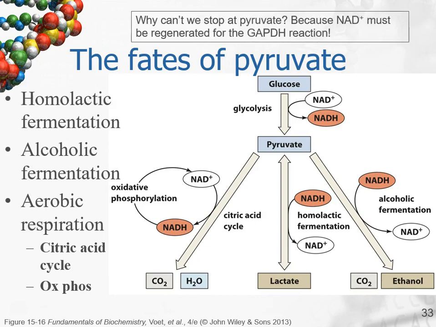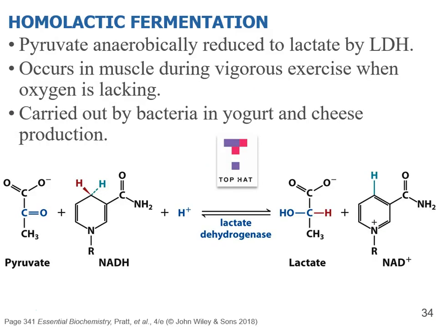Okay, so we can't stop at pyruvate because NAD plus must be regenerated for the glyceraldehyde 3-phosphate dehydrogenase reaction. So there's our NAD plus right here. Again, if you have gone on to Top Hat, I've asked you a question about this last step here. This is called homolactic fermentation. I just want to make note of the vocabulary. The word fermentation means that there's no oxygen involved. So this reaction occurs in our muscles if we're doing vigorous exercise when oxygen is lacking, say a sprint or something of very short duration.